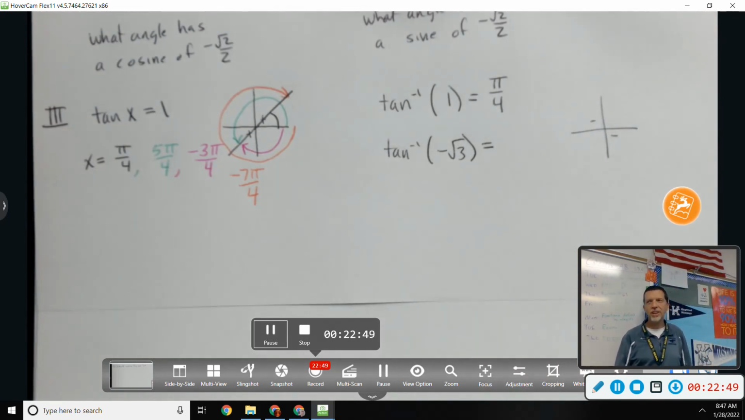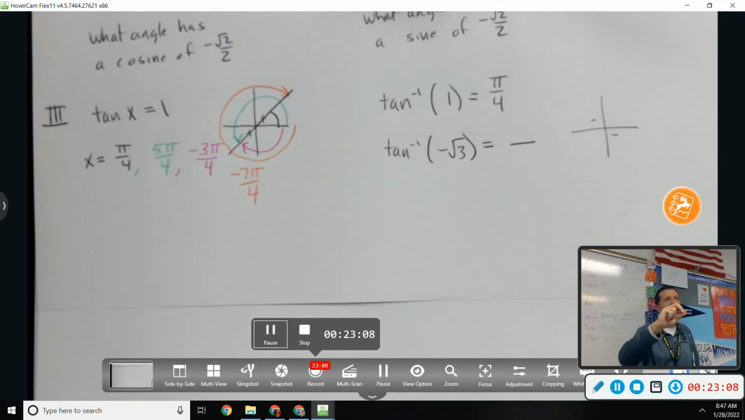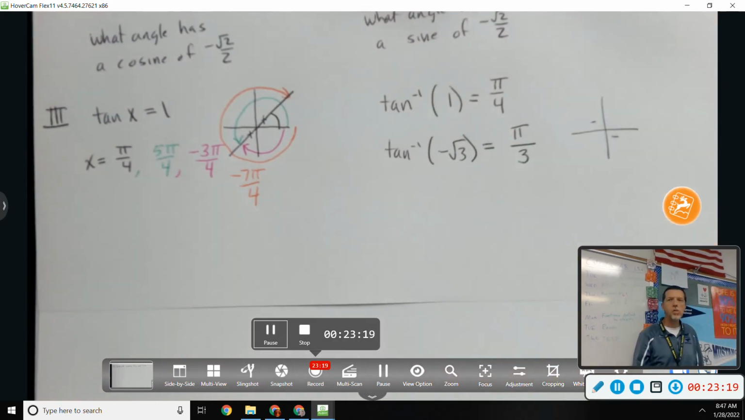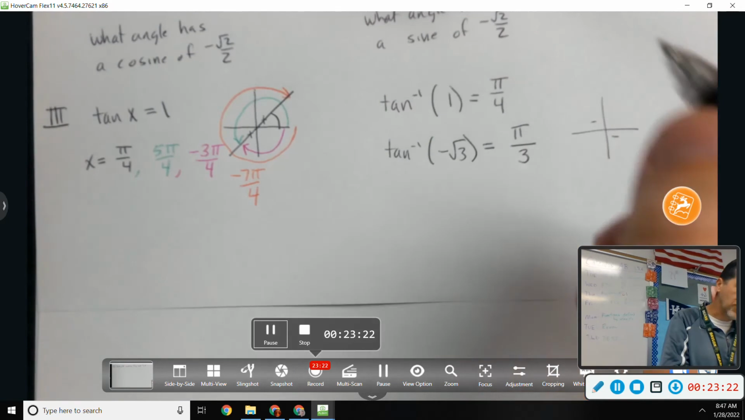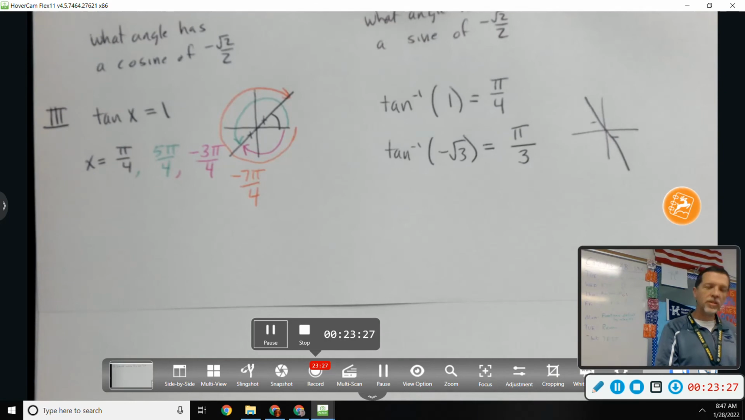This is where it's going to get a little tricky in a minute. Do you remember what reference angle has a tangent of root 3? Right, and where does that happen? You're right, it comes from root 3 over 2 over 1 half. Now, which angle has a sine of root 3 over 2 and a cosine of 1 half? The pi over 3. Well, careful, that pi over 3 is not the right answer. Plus or minus pi over 3. It's going to be something over 3.